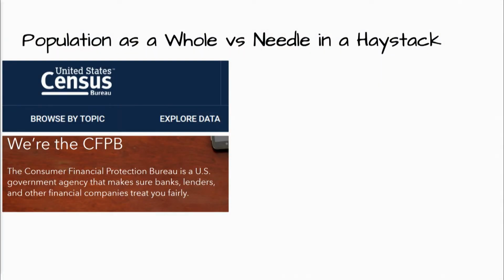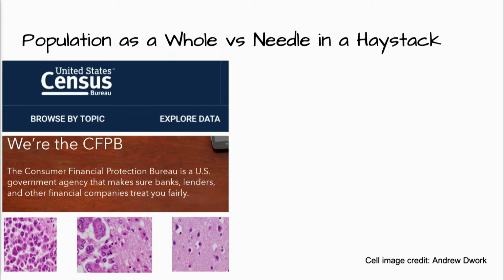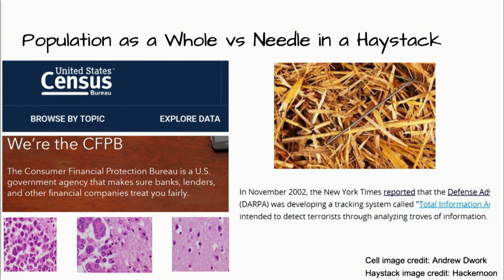Other examples might be the Consumer Financial Protection Bureau, which analyzes loan data for signs of systematic discrimination. Or maybe you're doing AI and you're trying to train a classifier to distinguish between cancerous brain cells and healthy brain cells. Another kind of data analysis is when you're looking for the needle in the haystack. An example of that was the Total Information Awareness Program, which was supposed to go through troves and troves of data in order to find terrorists.